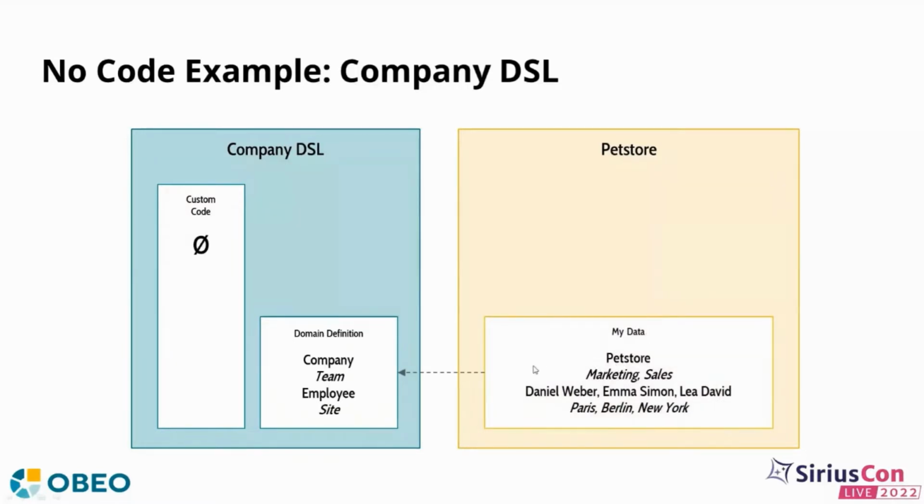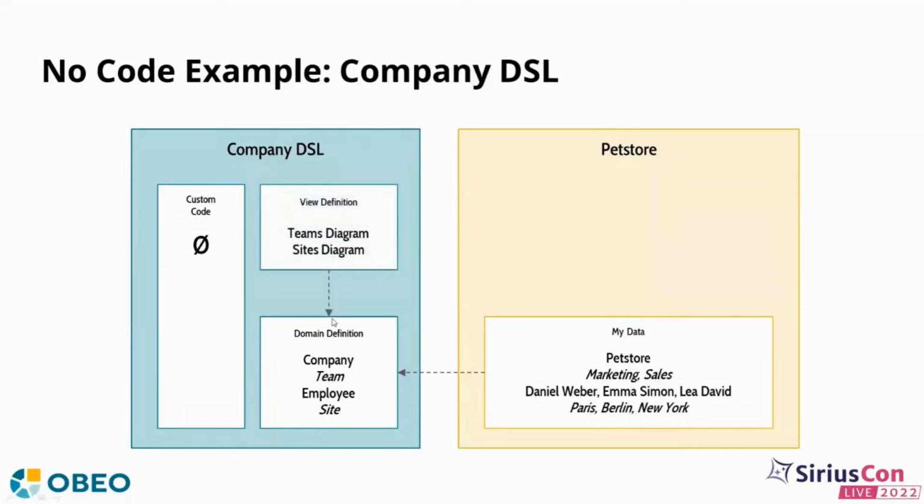So I can create a Pet Store company, marketing, sales, operations, etc. teams, Daniel, Emma, Leah for employees, and Paris, Berlin, and New York sites. So I can instantiate the concepts that are defined in my domain definition.